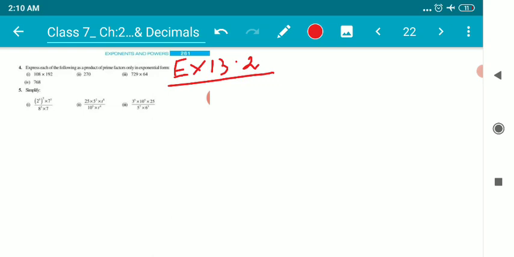Children, we have been dealing with the chapter Exponents and Powers, chapter 13, and we have completed the first exercise of chapter 13. We are dealing presently with 13.2, question number 5. So, children, let us understand how to deal with such exponential forms, simplifications of exponential forms. Okay, so let us give a start.